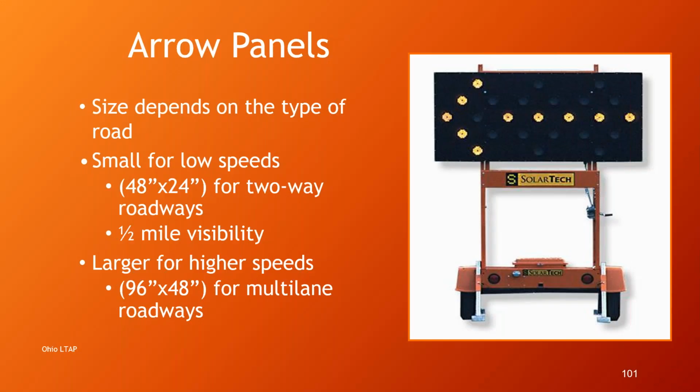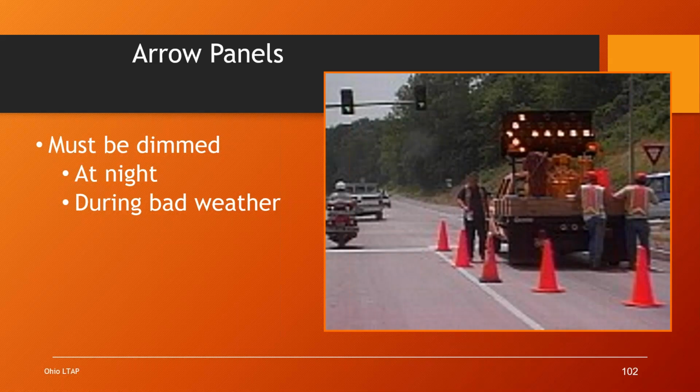And the size of the arrow panel depends on the type of roadway you're on. There's the 48-inch by 24-inch for two-lane roadways, like for mobile operations. And the high-intensity lights have a minimum of a half-mile visibility. The larger arrow panels are used for multi-lane highways, 96 by 48-inch. And like I said earlier, when you're using an arrow panel at night or in bad weather, we want to have those set on the lower intensity because it can blind people.